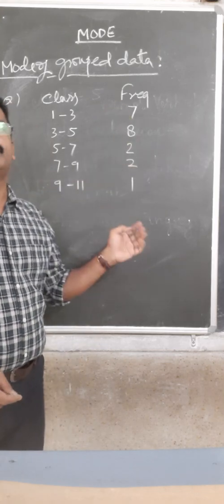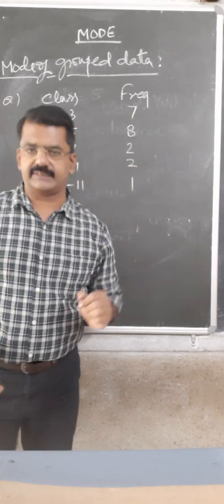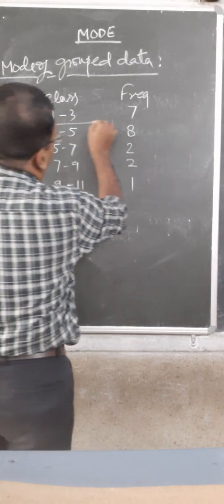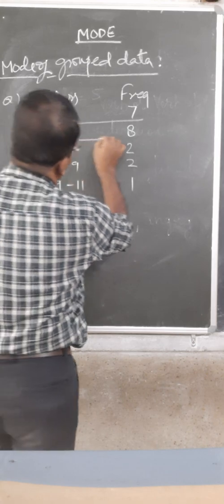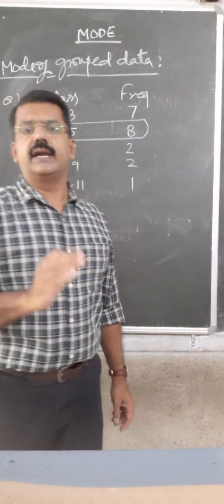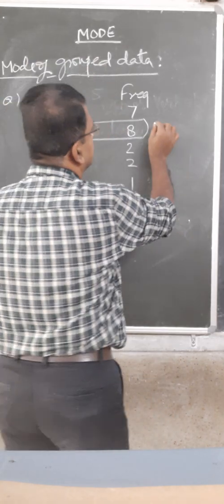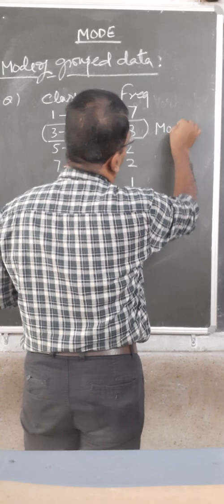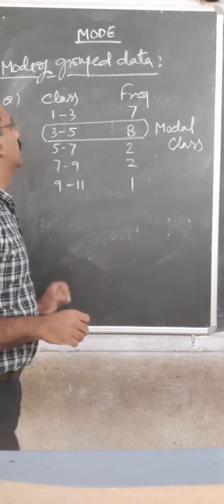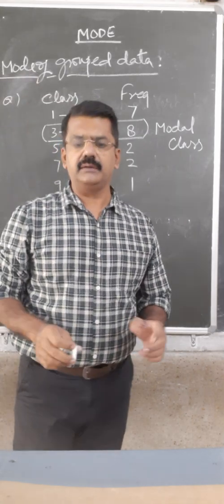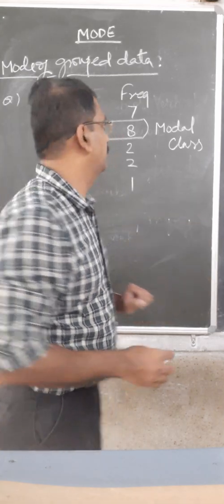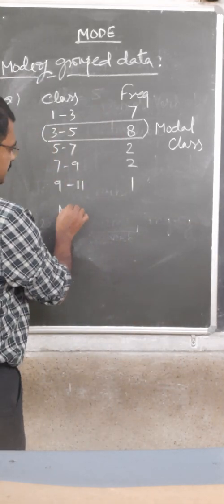Now if you see all the frequencies, 8 is the maximum frequency, and that is of the class 3 to 5. So this class 3 to 5 is called the modal class. I repeat, the class with maximum frequency is called the modal class. Okay, this is the modal class. Clear?